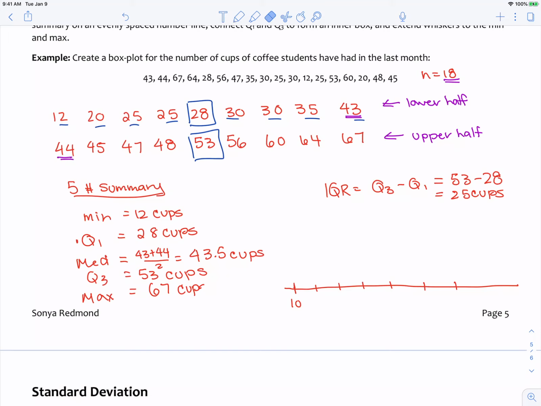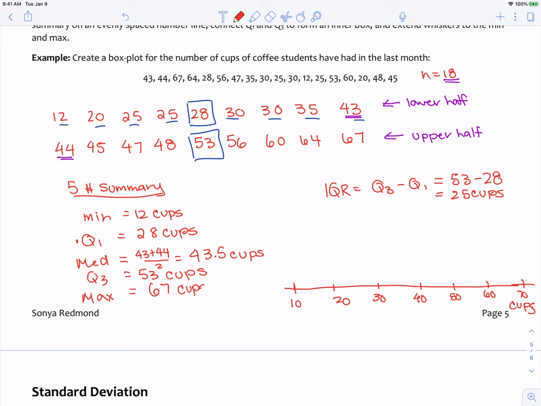Actually, I can probably get a little bigger than that. Let's see. Spread it out a wee bit. 20, 30, 40, 50, 60. There we go, 70. And these are cups of coffee. So don't forget to label your scale.